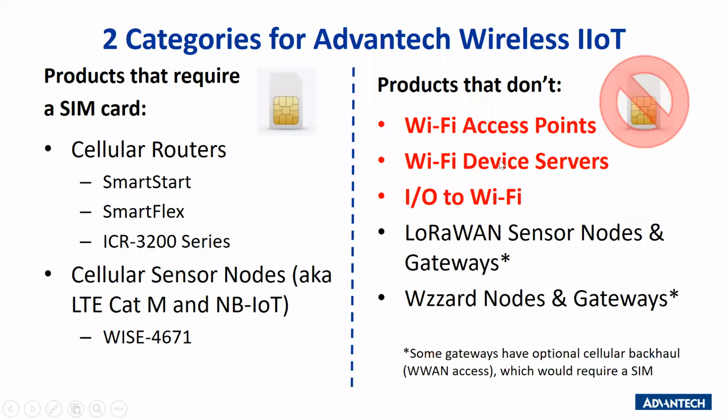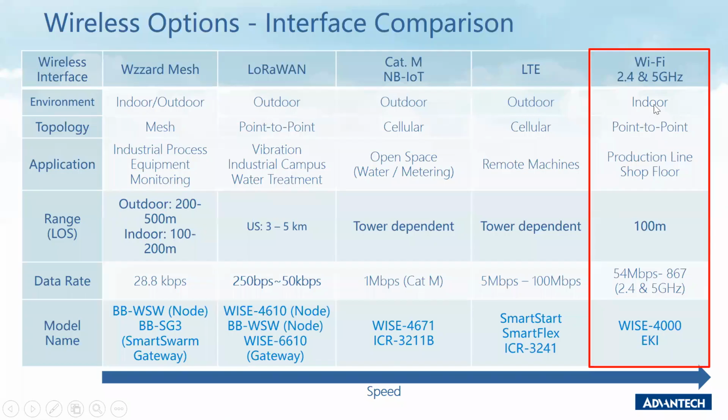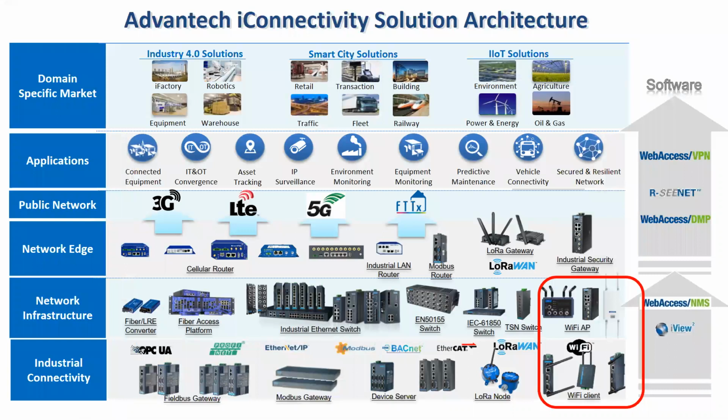So anyway, what I was saying, guys, I'm sorry. We're talking about access points, device servers, and then IO to Wi-Fi. We're over here on the bike path, right? We're not talking about any SIM-based stuff. And then, as I was saying here on this slide, this is mostly indoor, shop floor type thing. 100 meters, that's on the low end. We can do more than that. And then specifically our WISE 4000, and then the EKI product lines. Those are where we're gonna have the most Wi-Fi focus.